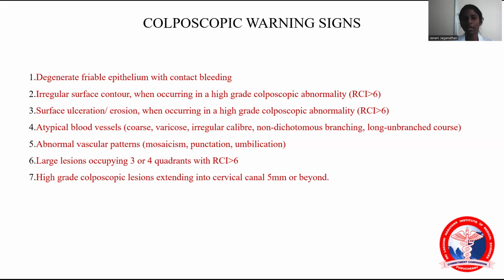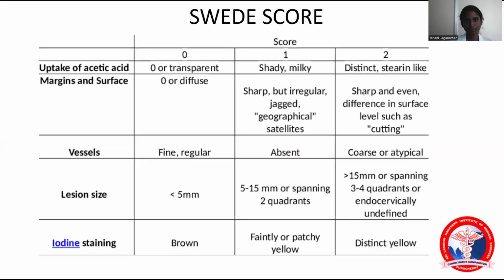So these are the atypical blood vessel changes. Abnormal vascular pattern includes mosaicism, punctations, umbilications, etc. Large lesions occupying 3 or more quadrants with RCI more than 6. High-grade colposcopic lesions extending into the cervical canal 5 millimeter or beyond into the cervical canal. So all these are the warning signs which can be seen in case of colposcopic examination of the cervix.